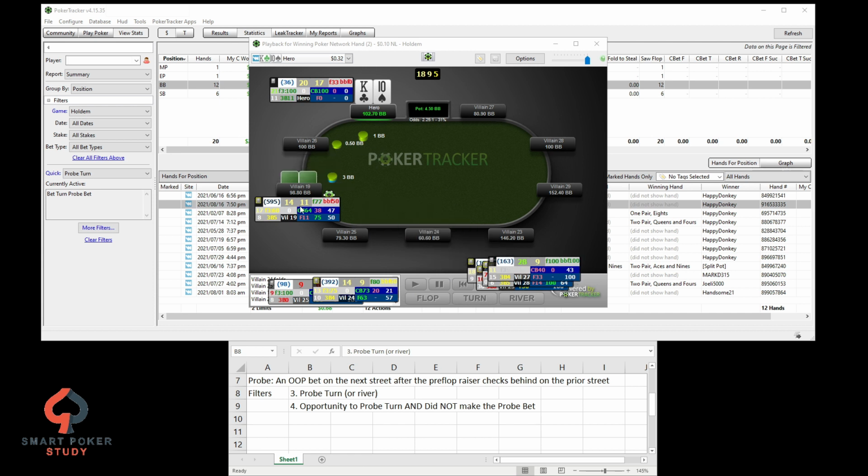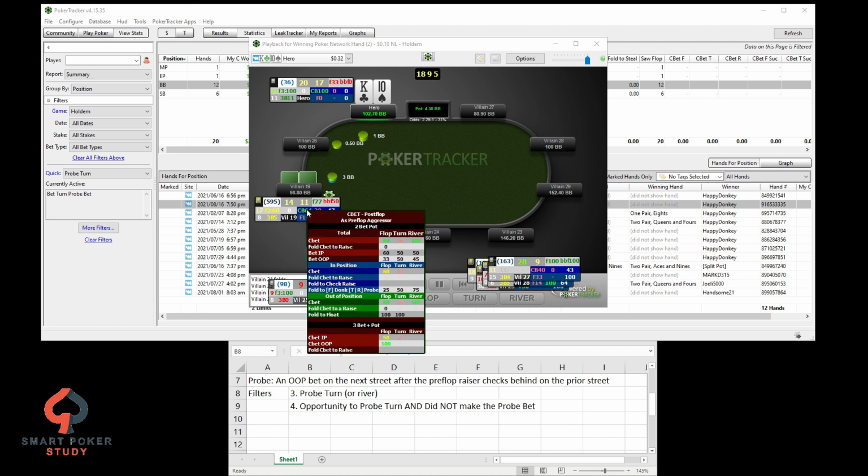Before we make our call, we're up against a tight aggressive player who c-bets 64% of the time. Let's take a look at his c-betting stats in position versus out of position. Interesting. 60% on the flop. He's a little bit more honest when on the flop right here. Now, he folds to probes on the turn and river 50%. This is a good player to call right now.